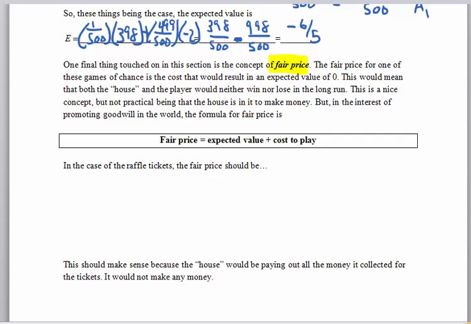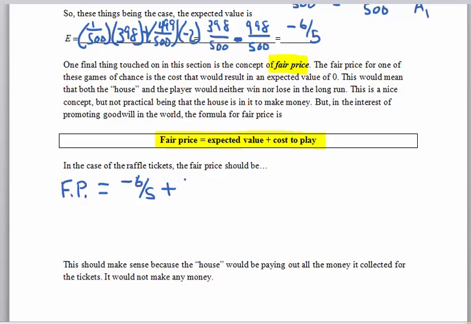Now, it's a nice concept, but it's not practical because, of course, the house, like casinos and things like this, are in it to make money. So they're not going to charge a fair price because then they're not making any money that way. But the formula for fair price would be expected value plus cost to play. So in the case of this raffle ticket problem, the fair price, which we'll call FP, is going to equal the expected value, which was negative 6/5, plus the cost to play.